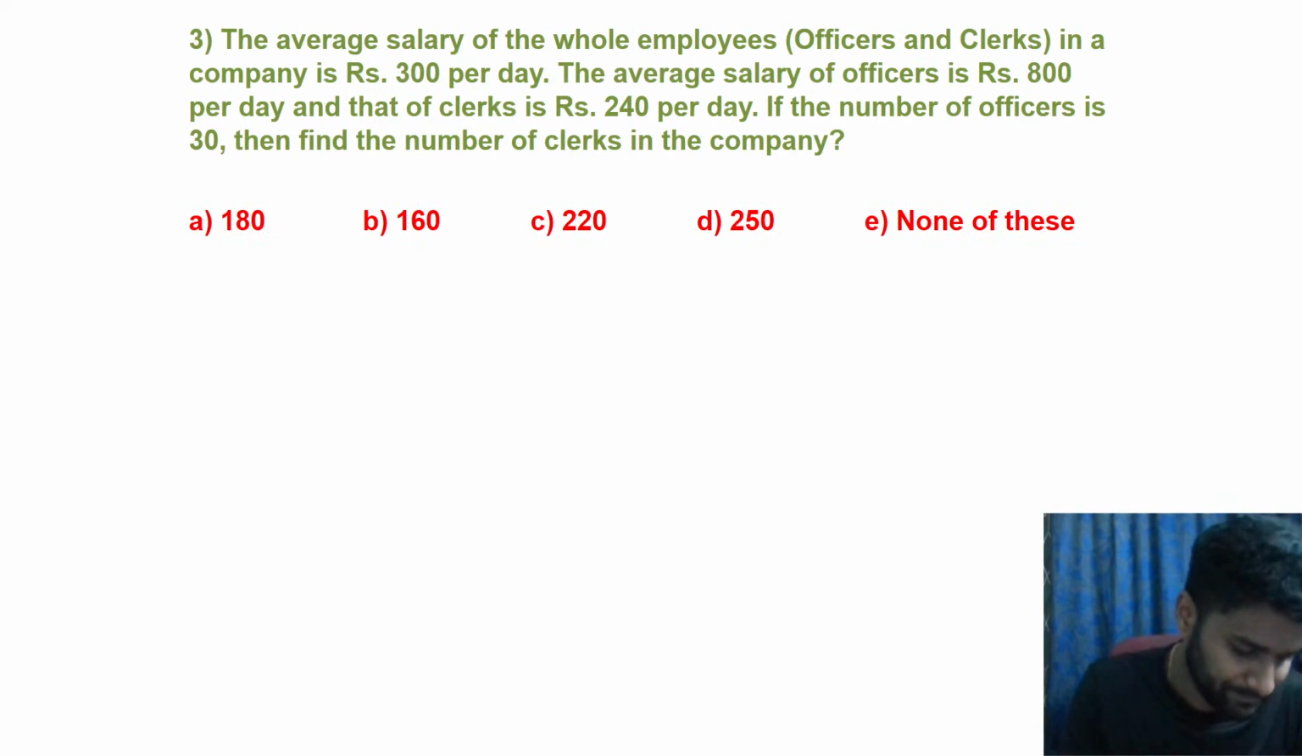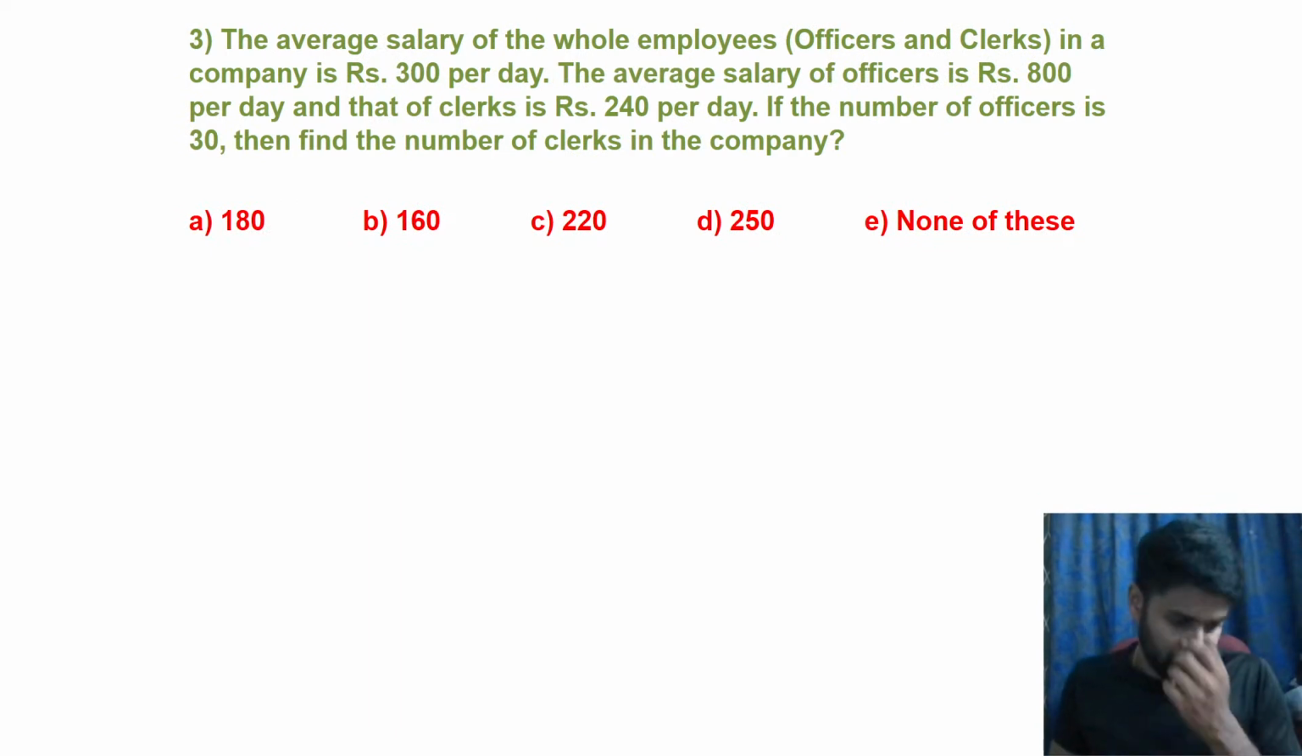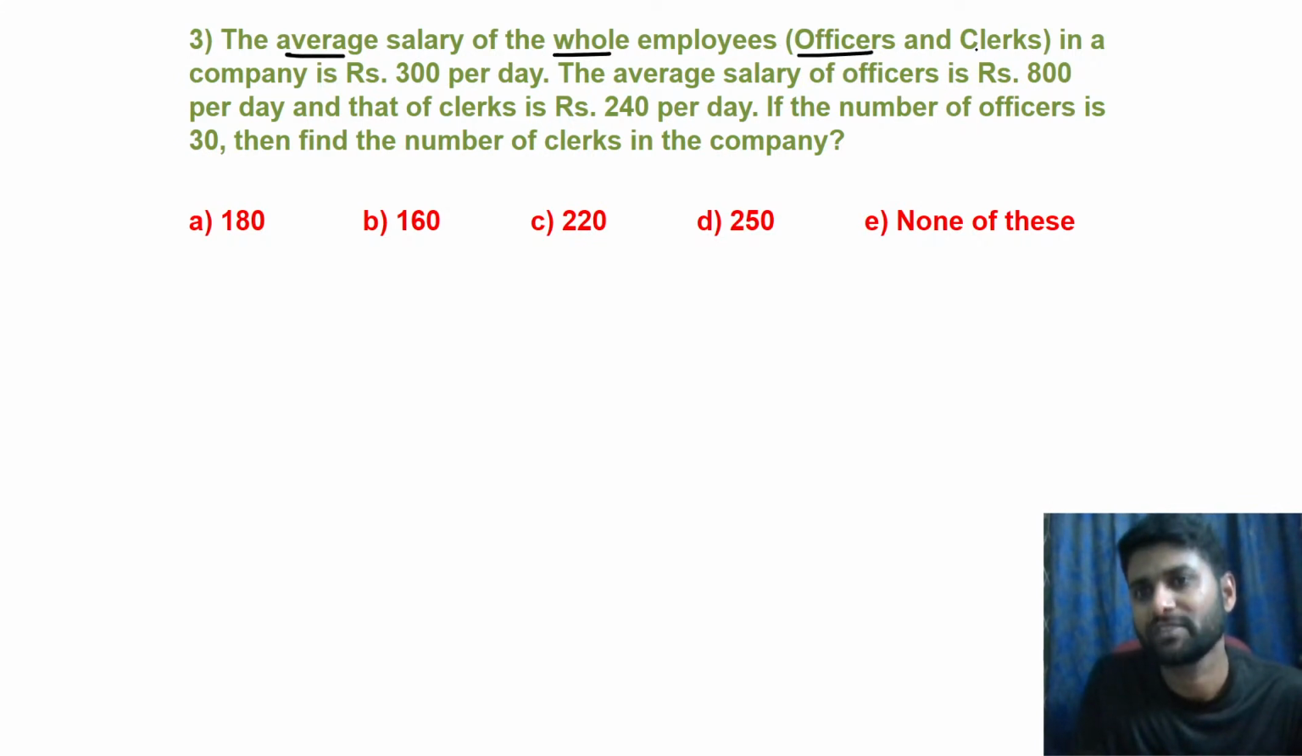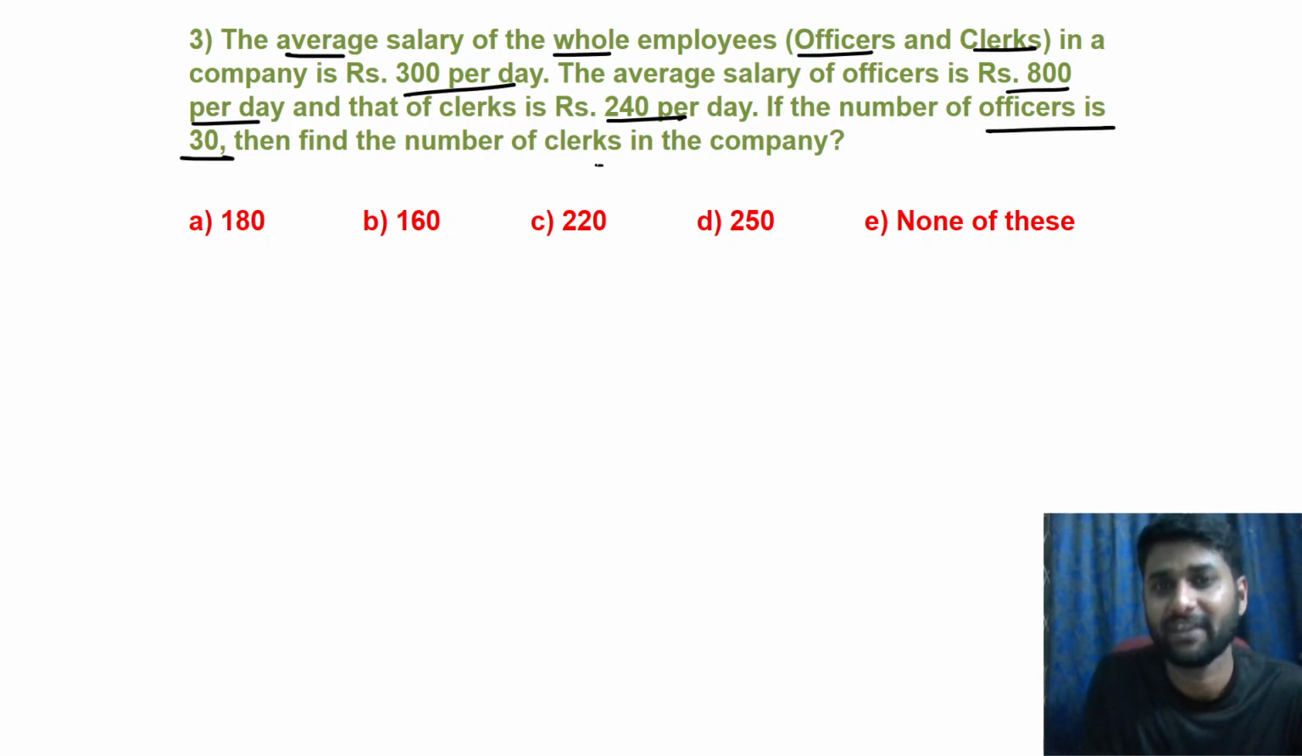Question number 3. See, the average salary of all employees, including both officers and clerks in a company, is 300 rupees per day. The average salary of officers is 800 per day and of clerks is 240 per day, and the number of officers is 30. Find the number of clerks.